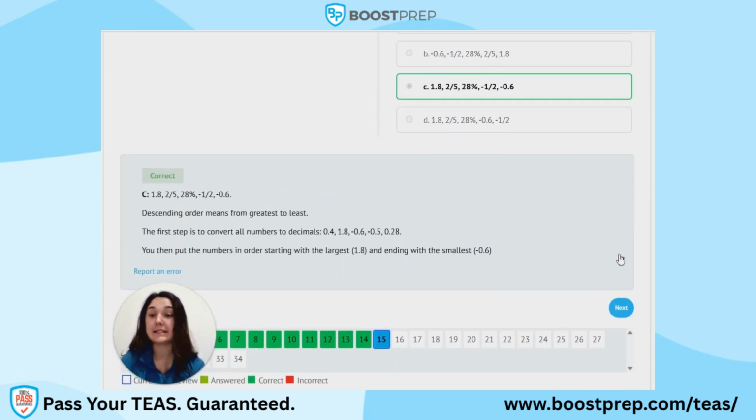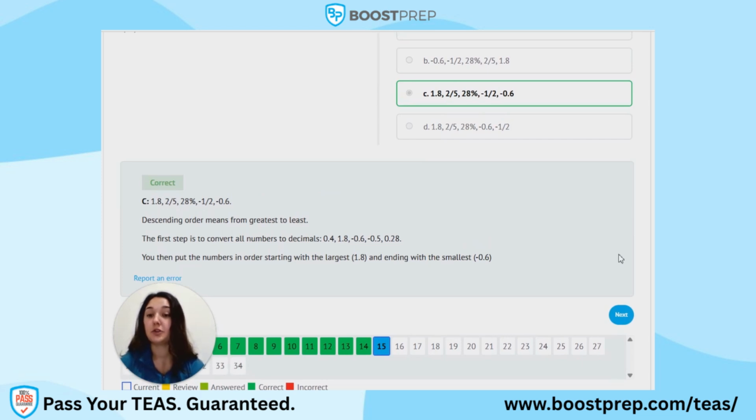The correct answer is C. So that would be 1.8, 2/5, 28%, negative 1/2, negative 0.6. Descending order means from greatest to least. You convert all these numbers to decimals, and then you put them in order.